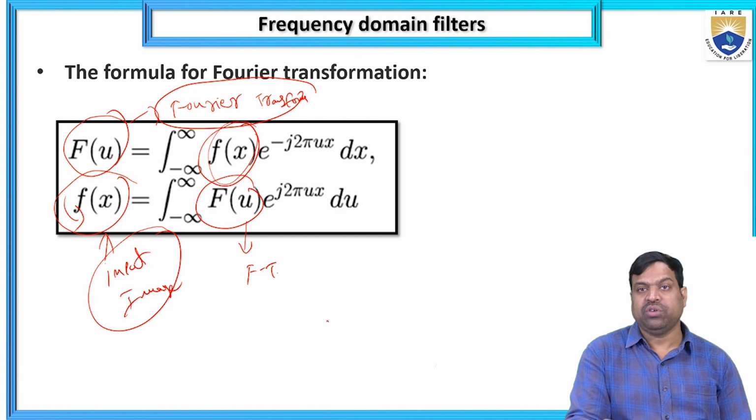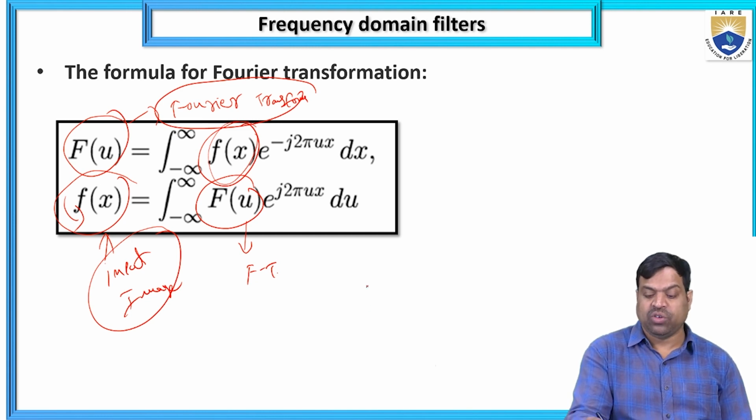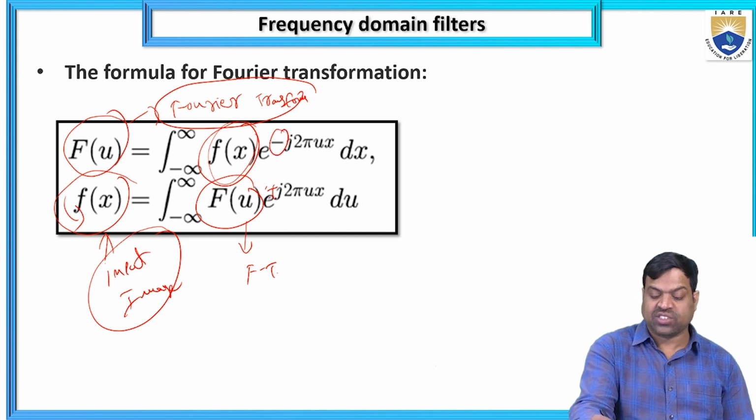Capital F of u equals the integration from minus infinity to infinity of small f of x times e power minus j2 pi ux, and the input function f of x equals the integration from minus infinity to infinity of capital F of u, the Fourier transform function, times e power j2 pi ux. What is the difference? Only the indications.